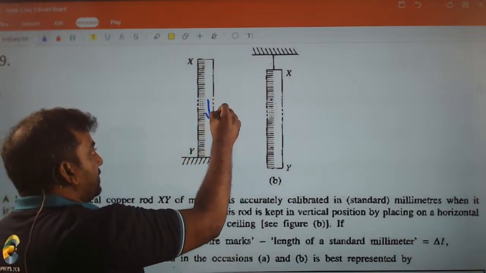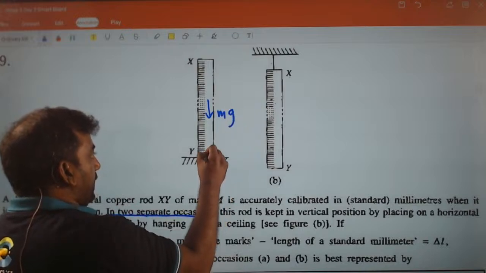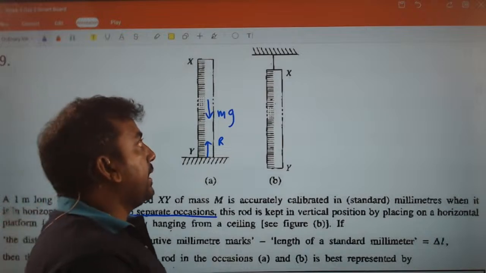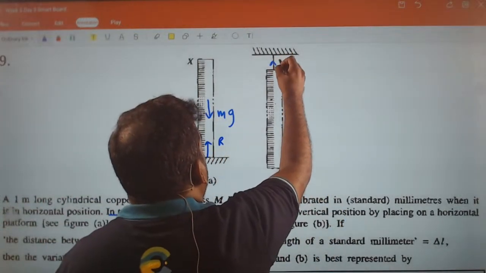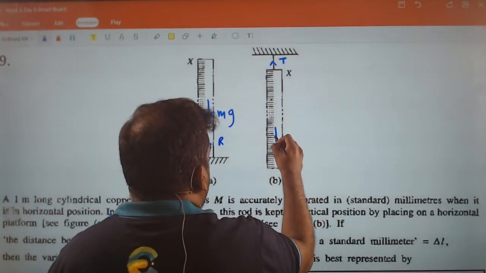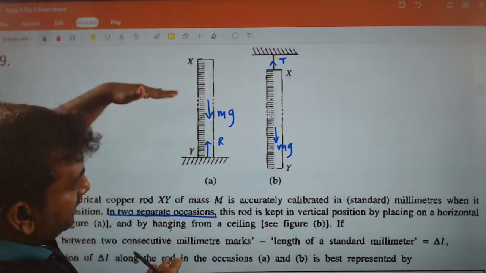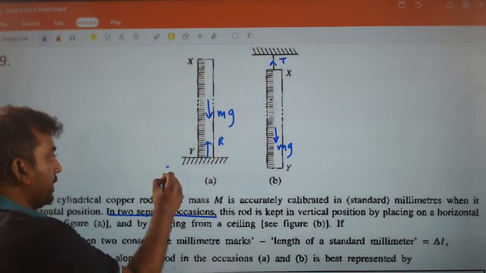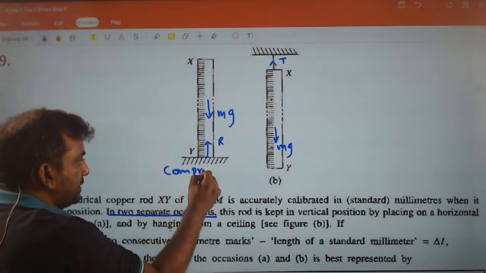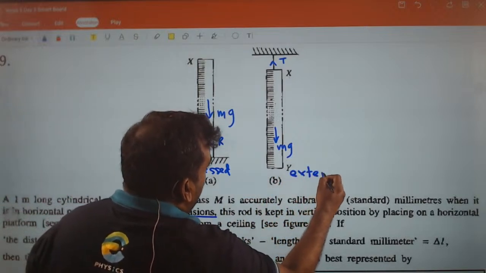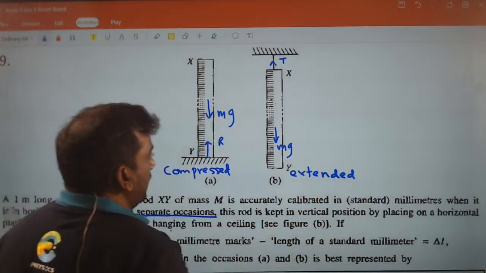Here the rod has a weight, here there will be a reaction acting. Here it's being pulled. Here weight is acting downwards. So here technically the rod is compressed. Here the rod is what? Extended. Two different ideas.